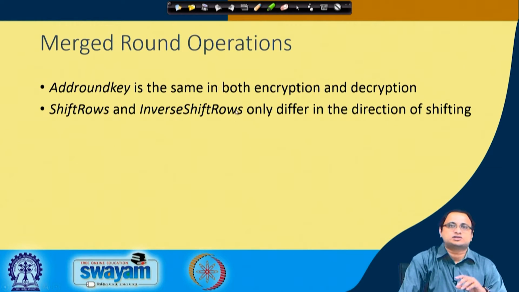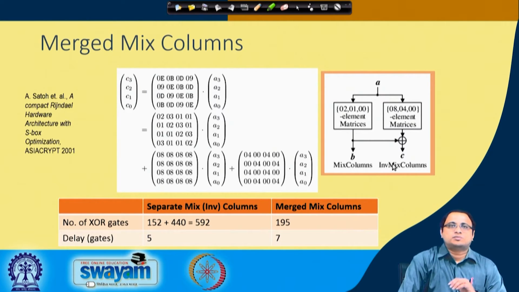Add round key is of course the same in both encryption and decryption. The shift row and the inverse shift row only differ in the direction of shifting, so they are pretty easy to do in a single hardware. You can just slightly program the hardware and it should work in both operations, both in the encryption unit as well as in the decryption unit. But what is interesting is to see how we can merge the mixed columns.